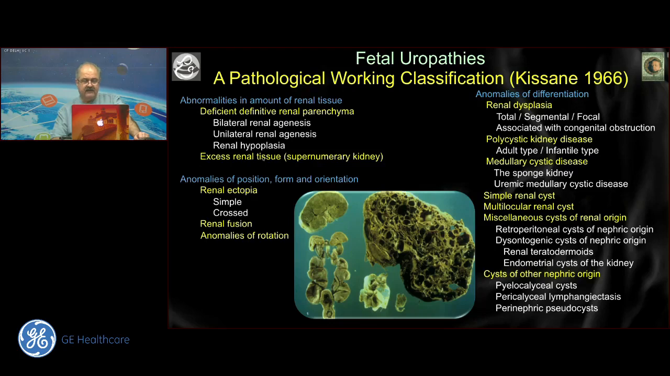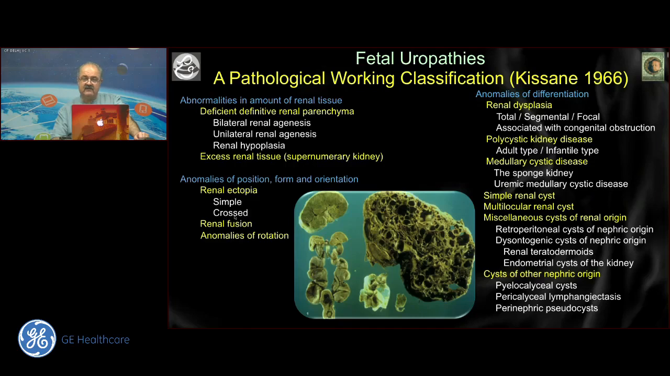In terms of the abnormalities of position, the kidneys could lie anywhere, as we know, between the renal pelvis and the renal fossa, and sometimes they go a lot higher and they might even enter the thorax as a diaphragmatic hernia. And it might be a simple ectopia, which means on the same side as the kidney was originally destined for, or crossed ectopia, which means it crosses over the midline and goes and lies next to its partner on the other side.